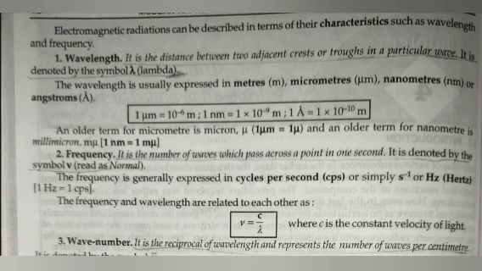Electromagnetic radiation can be described in terms of characteristics such as wavelength and frequency. First, wavelength is the distance between two adjacent crests or troughs in a particular wave. It is denoted by the symbol lambda. The wavelength is usually expressed in meter, micrometer, nanometer, or angstrom. 1 micrometer is equal to 10^-6 meter, 1 nanometer is equal to 10^-9 meter, and 1 angstrom is 10^-10 meter. An old term for micrometer is micron, mu, and an older term for nanometer is millimicron, mu.